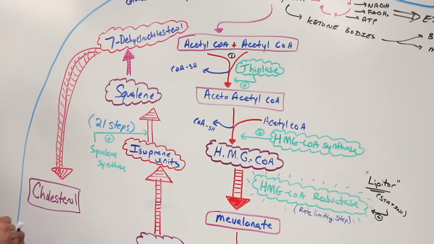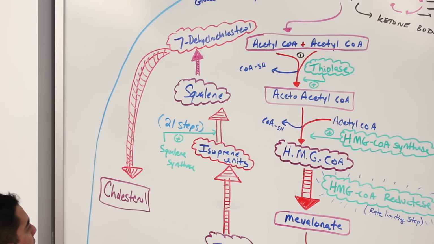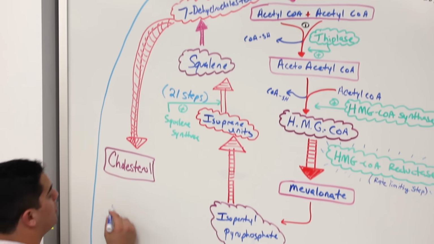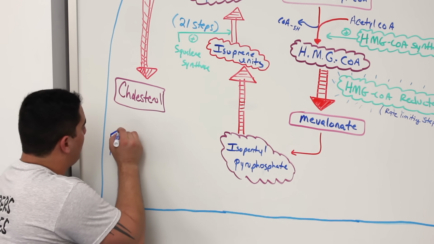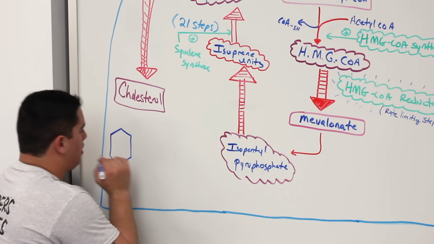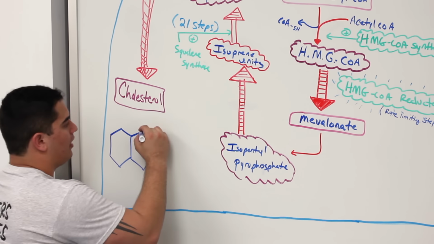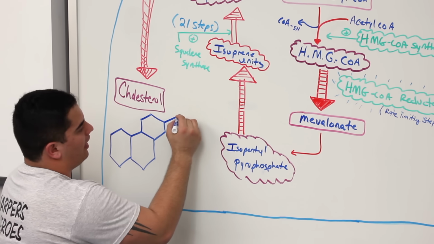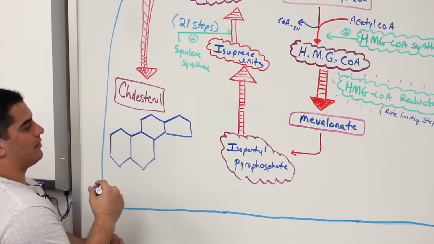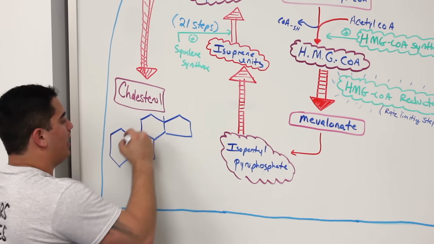You guys want to know what cholesterol looks like? I'll tell you. I know you guys are excited. You're chomping at the bit to see the structure of cholesterol. So look, I'm going to have 3 6-carbon rings like this, all right? Then I'm going to have another 6-carbon ring like this, and then a 5-carbon ring like this. Then I like to put a methyl right here and a methyl right here.